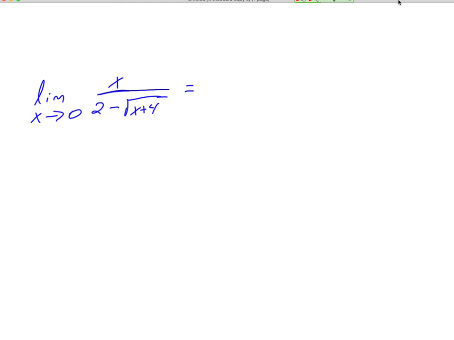It's indeterminate form. Yeah. So what do I do now? Multiply by the conjugate. That is correct. So what is my conjugate? It's 2 plus the square root of x plus 4.